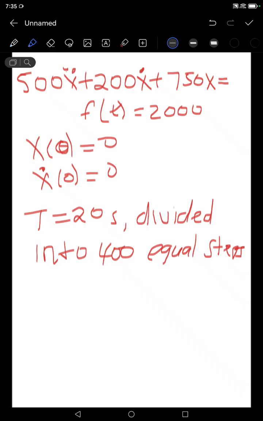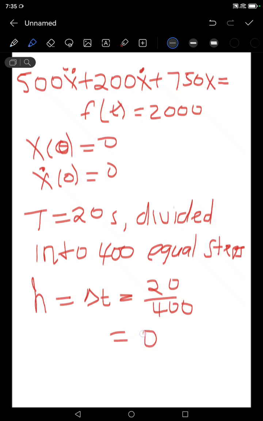So our h, or change in t, is going to be 20 divided by 400, which is going to be 0.05. So now we have the step size, we have the equation of motion, we have the initial condition. This is the initial condition. So remember, the first step is to write our equation in a first order form. So we're going to write this equation in a first order form.